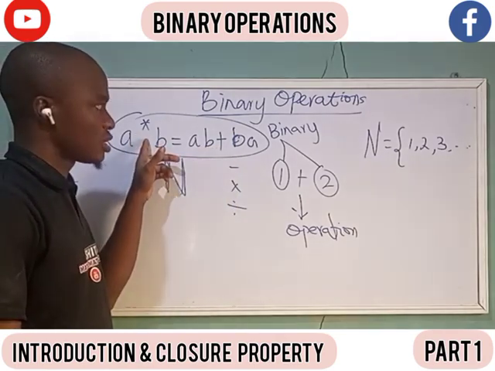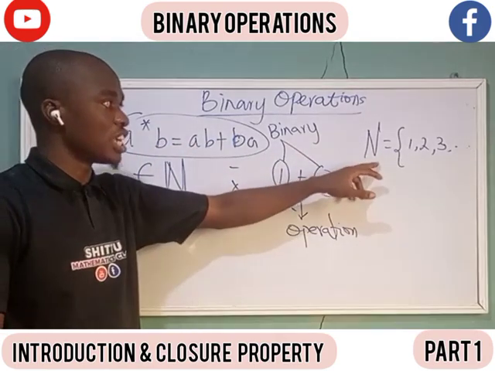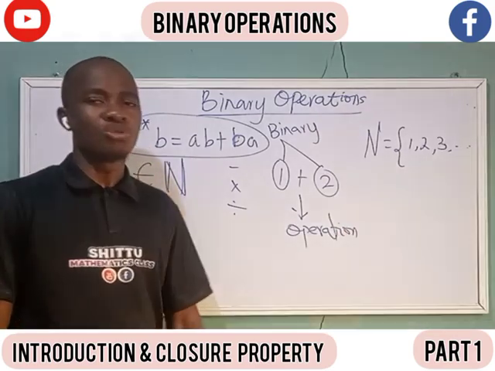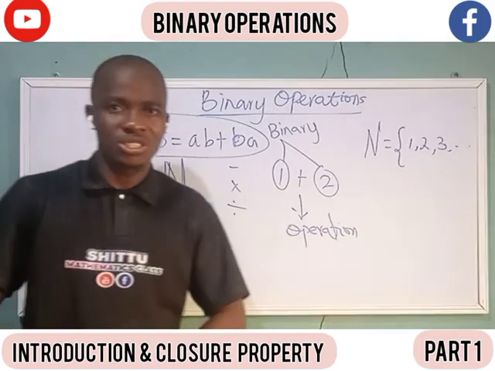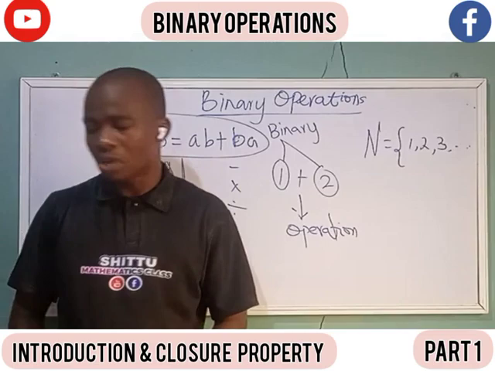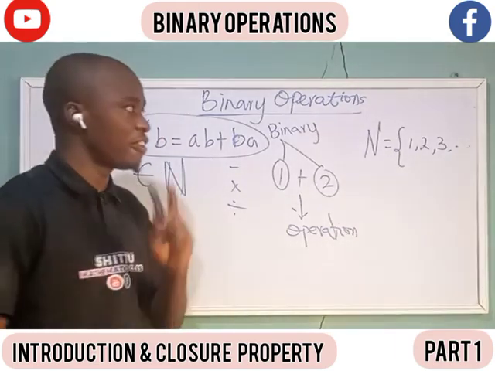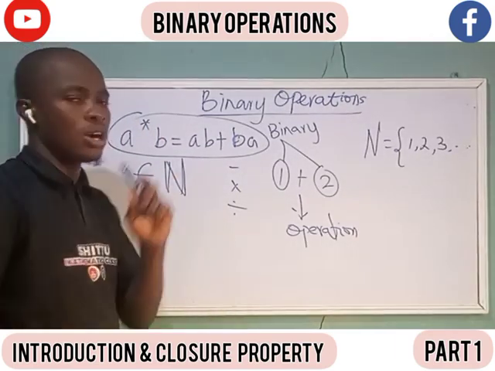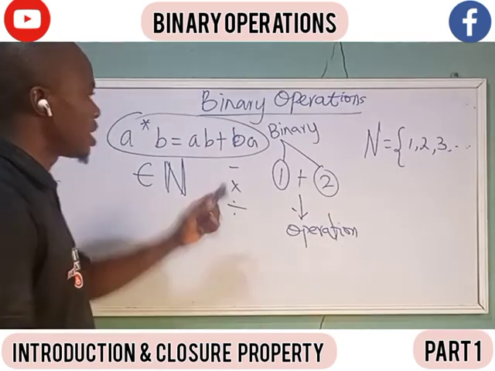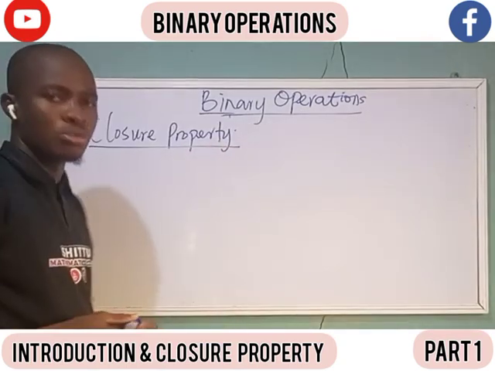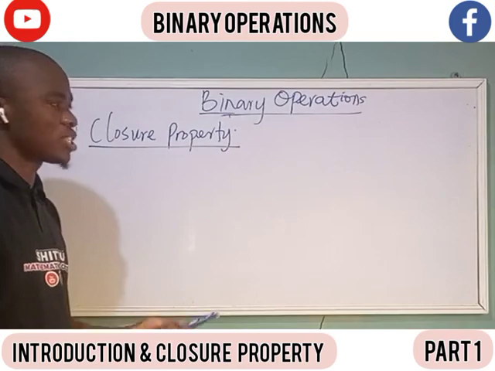Operating on this. Do you understand now? On a set of natural numbers. So we said that's just the binary operation. Are you getting it now? So now we are going to look at the first property of binary operation. Good. So we have the closure property. Are you getting it now?